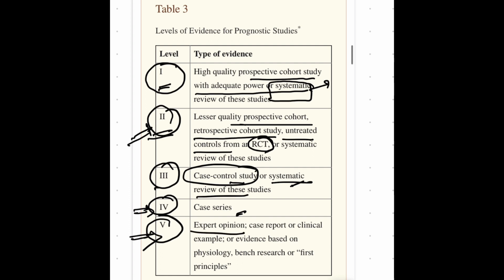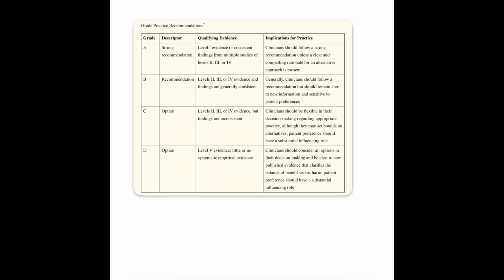Suppose there is a particular physician who is an expert in a particular discipline, and he or she opines on a certain thing. That is called level 5 evidence. Previously our teachers used to say, "as per my experience." So "as per my experience" belongs to expert opinion. Now, based on these evidences, the recommendations are made.